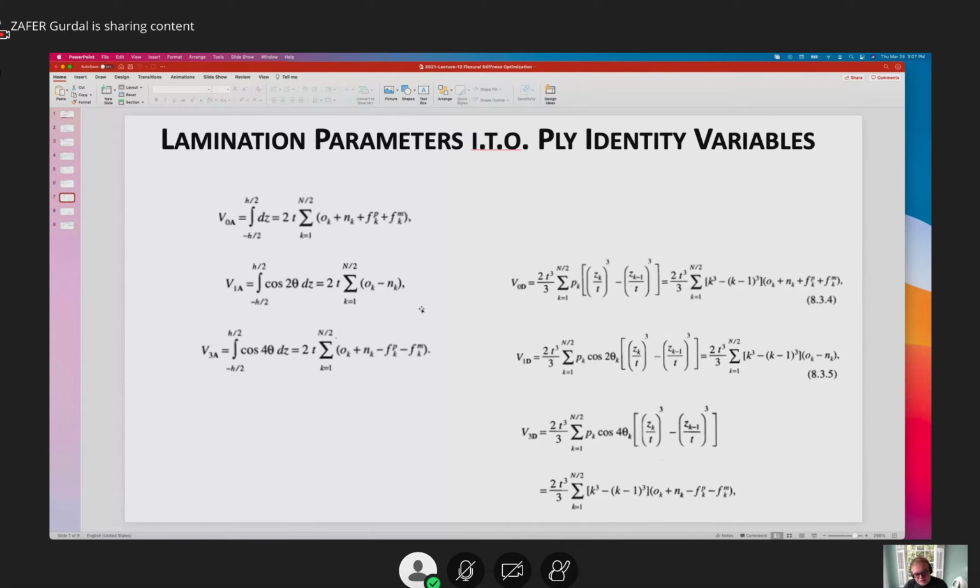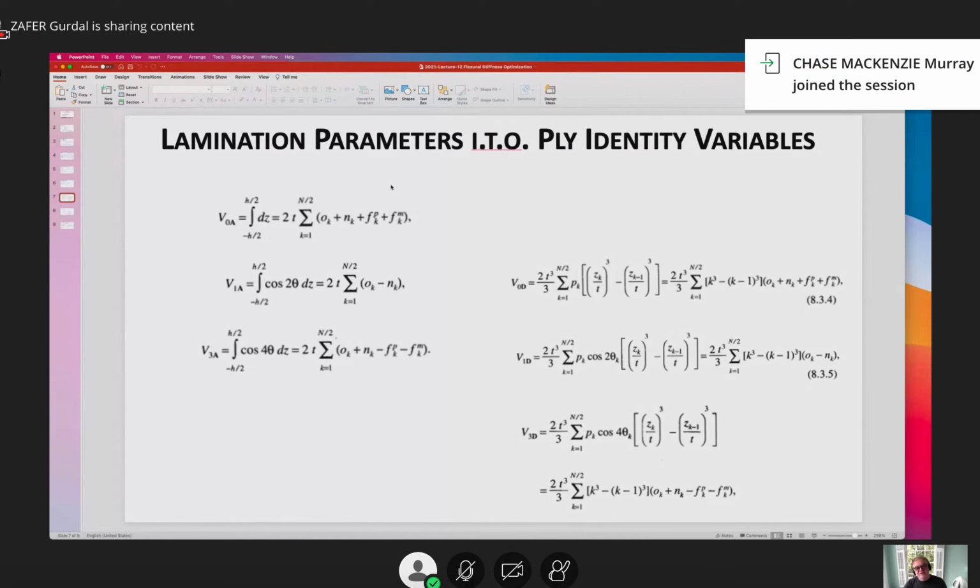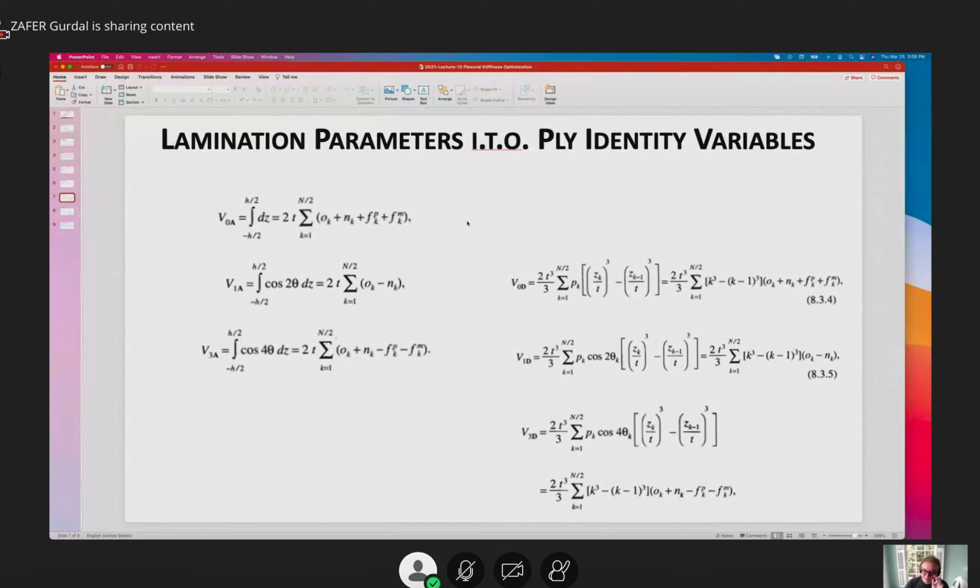Now, I'd like to remind you that forcing the condition that Z_k plus N_k plus F plus k or F minus k is less than or equal to 1 gives you a ply with a given orientation angle. What if I make that less than or equal to 0, instead of less than or equal to 1? What would that mean? Anybody?